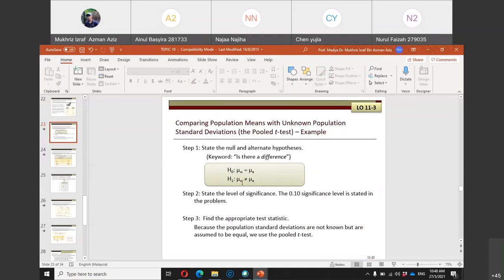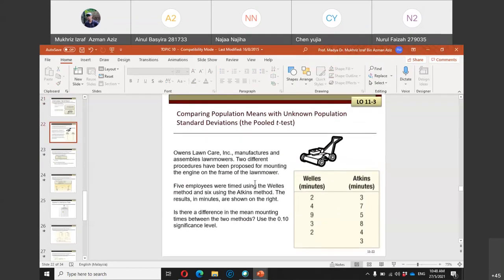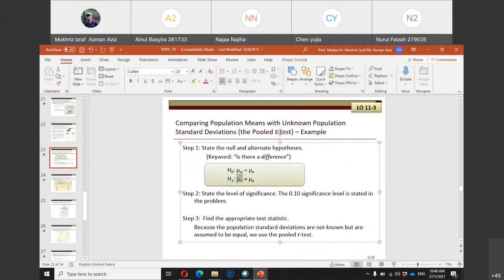If I decide that Wallis appears first in the notation in my H1, then in the calculations later on, in this formula here, X bar 1 will be referring to Wallis, because in my H1, Wallis appears first in this part here, followed by Atkins. So X bar 1 will be Wallis, X bar 2 will be Atkins. I hope you are clear on that.